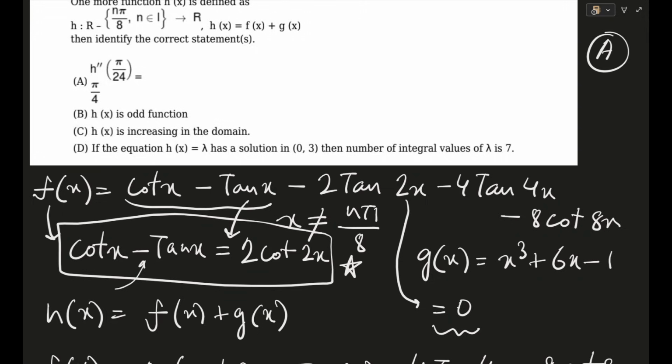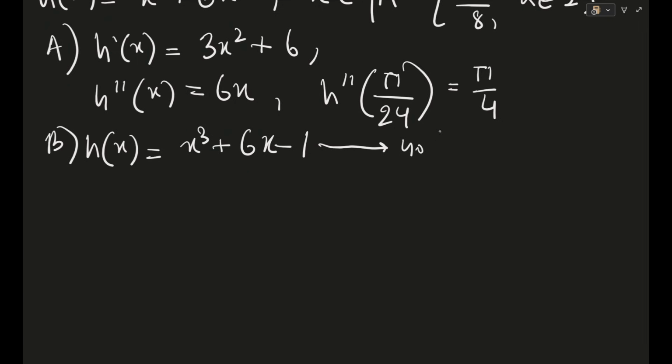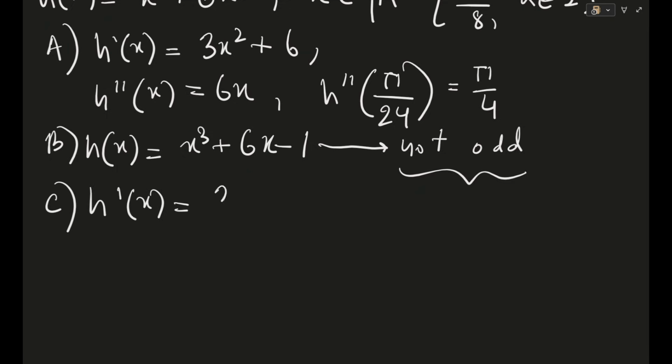Next, they have asked whether h of x is an odd function. So moving on to option number B, which says h of x is an odd function. Now h of x is x cube plus 6x minus 1. I guess no, h of x is not an odd function. So this function is not odd, so option number B becomes wrong. In option number C, they have asked whether h of x is increasing or decreasing. So h dash x is 3x squared plus 6. So whatever value of x you put, it will always be an increasing function.